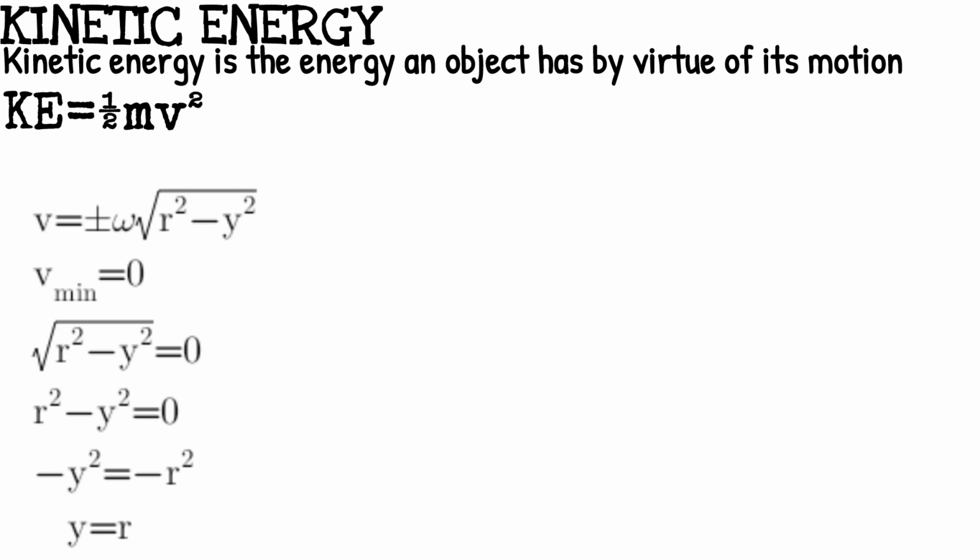And your squares also will cancel themselves out. So y is just equal to r. So when your displacement is the same thing as your r, then you have minimum velocity. So when your displacement is r, at the extreme position, that's when your displacement is r. So at the extreme position, we have minimum velocity. And that minimum velocity is 0. So that means at the extreme position, we also have minimum kinetic energy.